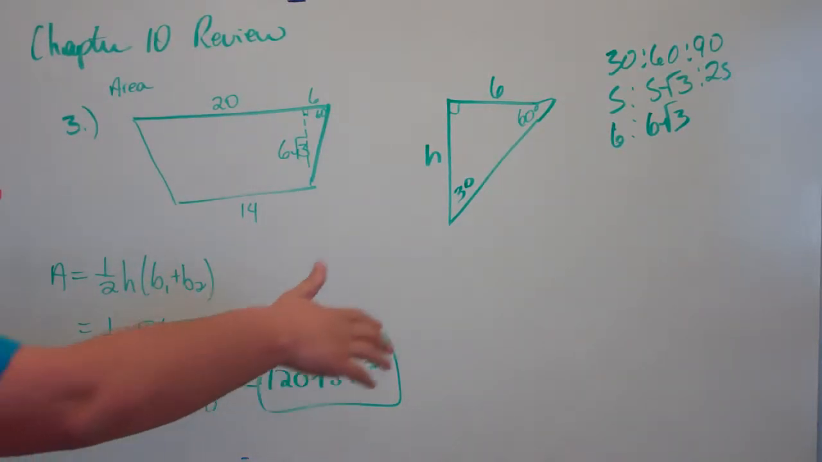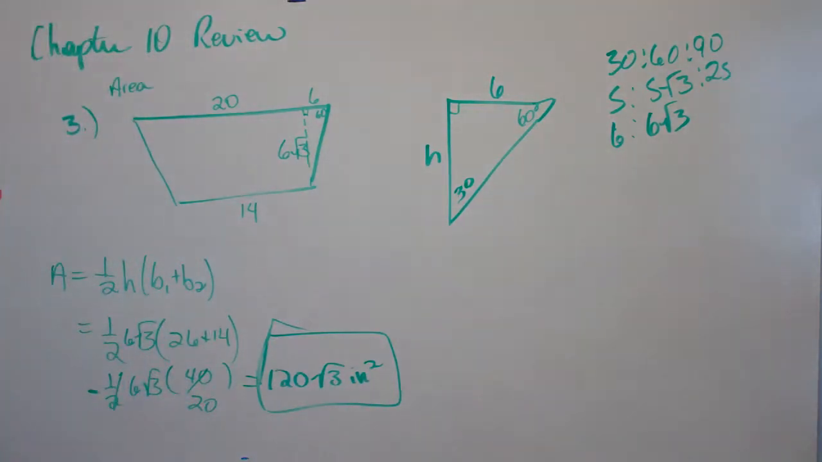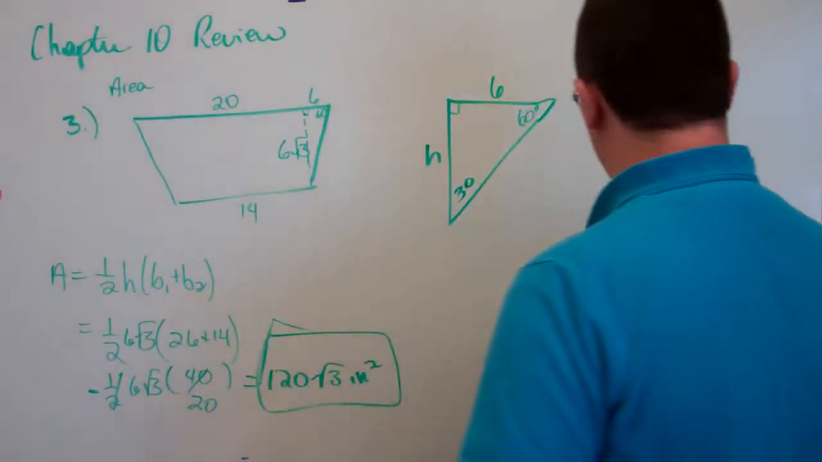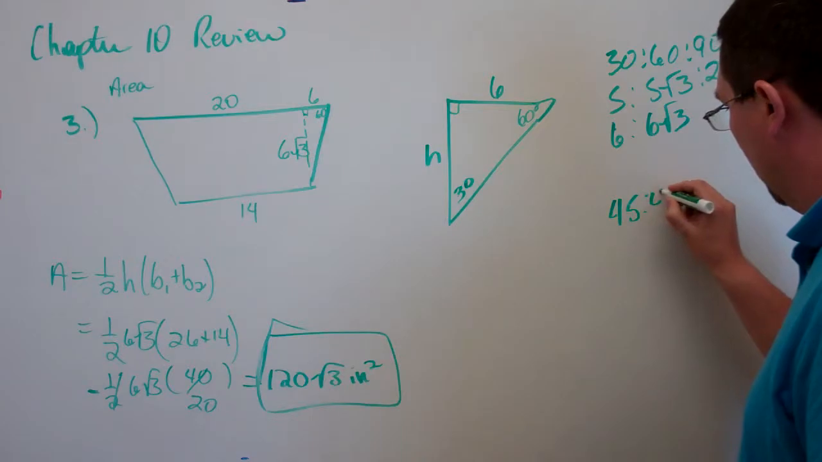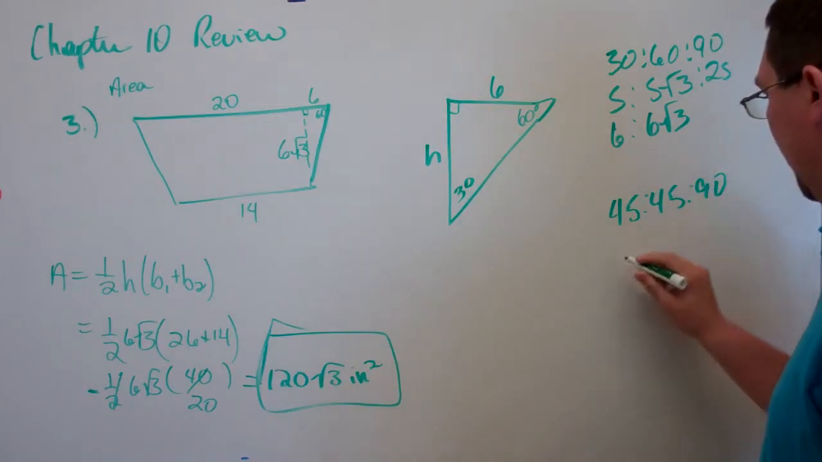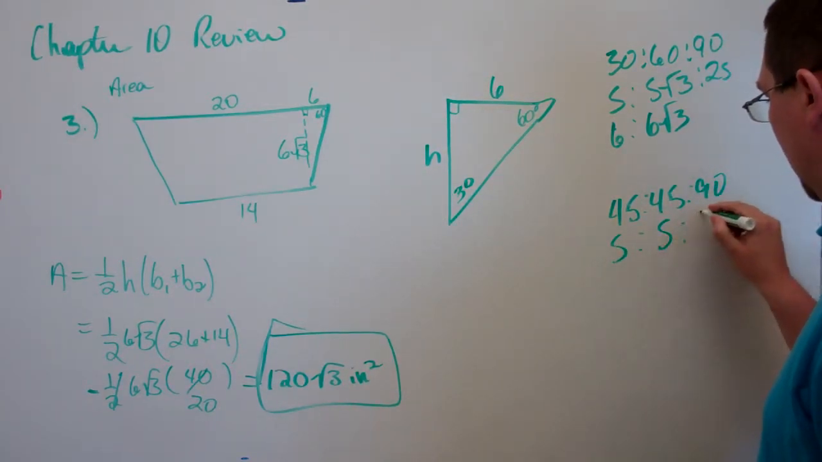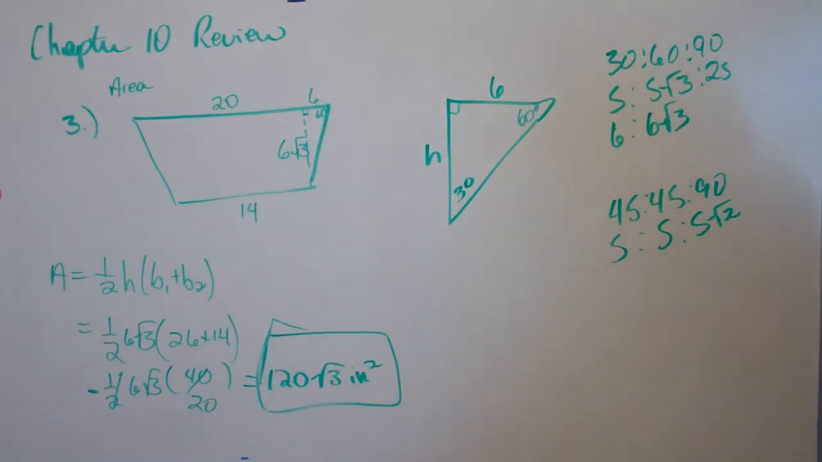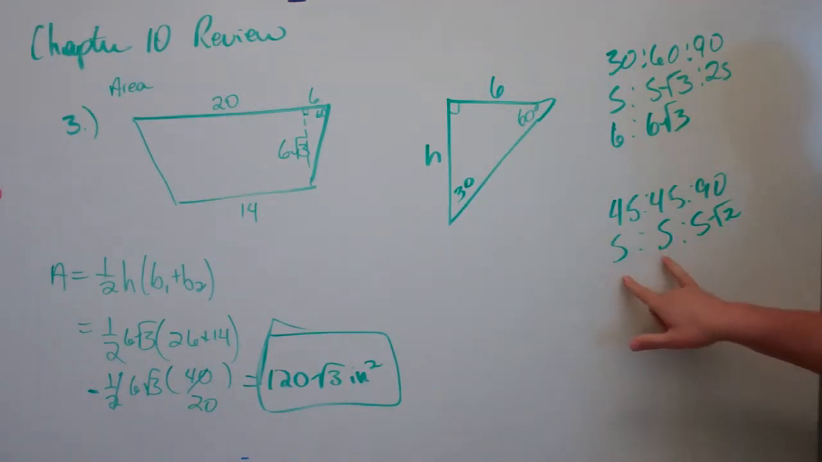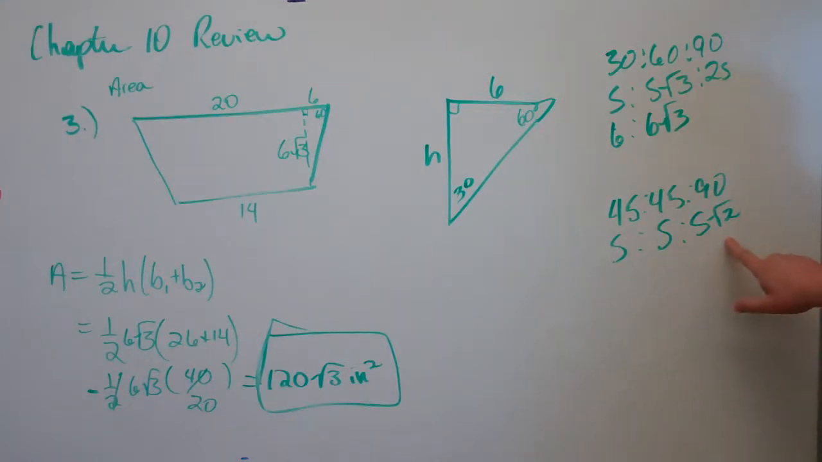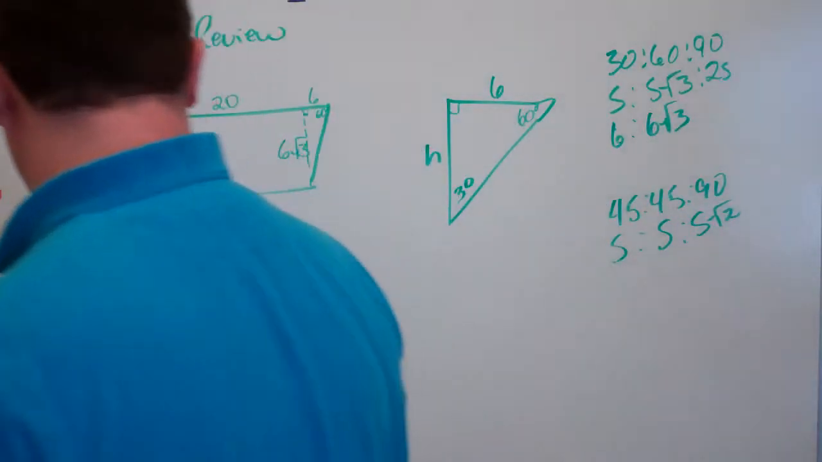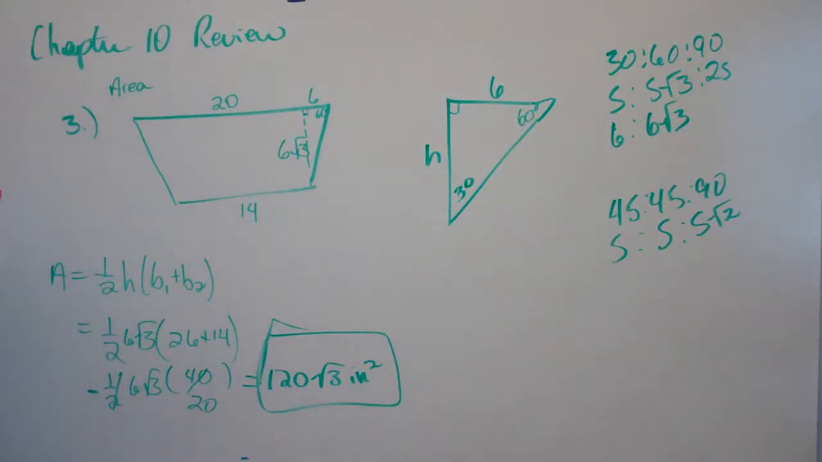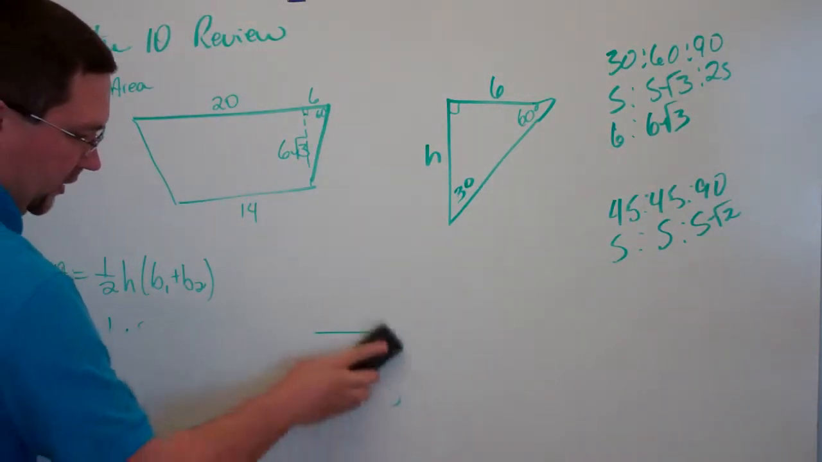Remember, you got to remember these ratios for these 30, 60, 90 triangles. And for the 45, 45, 90 triangle, your ratio is S, S, S times the square root of 2. So both sides in the 45, 45, 90 are the same length. And the hypotenuse is simply a side times the square root of 2. Alright? So this is number 3. Your answer is 120 square root of 3. Alright? Let's move on to the next one.